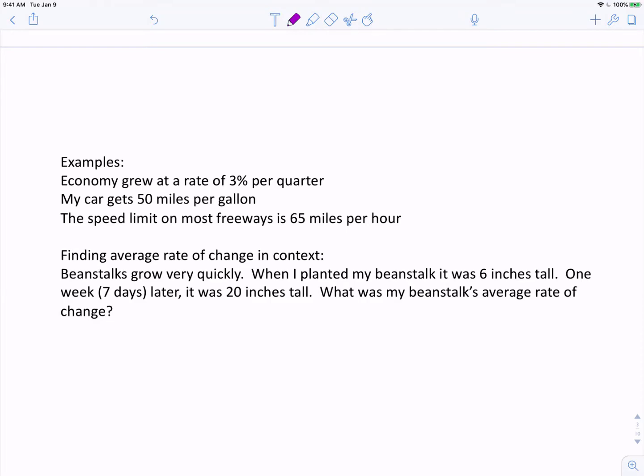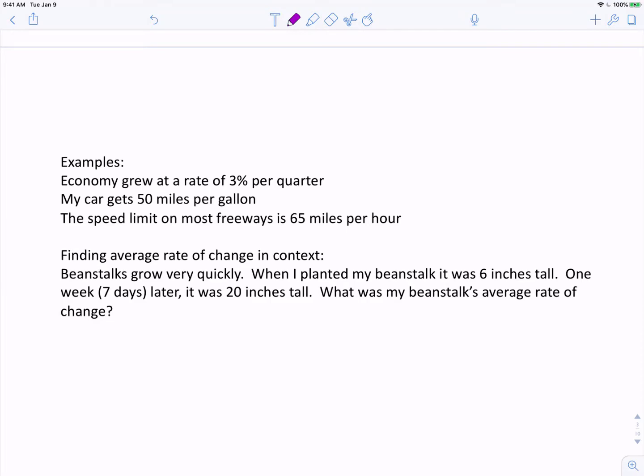My car gets 50 miles per gallon. For every 1 gallon of gas, my car drives about 50 miles. The speed limit on most freeways is 65 miles per hour, so in 1 hour, the car should go about 65 miles. So here's an example of finding average rate of change in context.